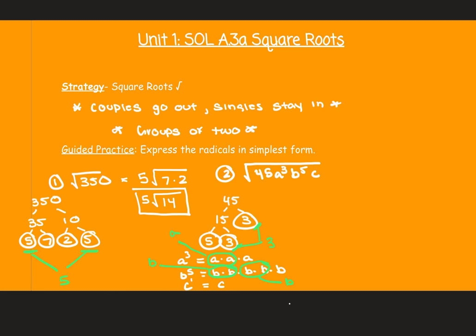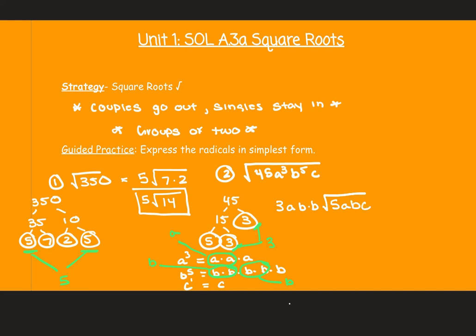So let's look at what's going to go outside of the radical. Outside of the radical, I see that I have a group of 2 3s, so I know I'm going to have 3 outside the radical. I have a group of 2 A's, so I have A outside of the radical. I have 2 groups of B's, so I have B times B outside of the radical. And inside of my radical, my 5 is going to stay, my additional A is going to stay, my B is going to stay, and my C.